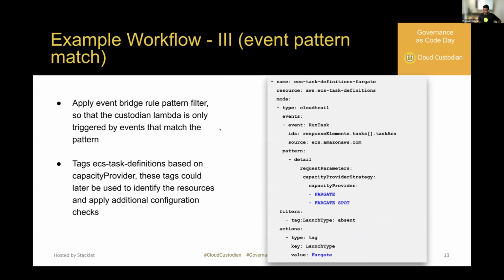This is another piece that I wanted to highlight, matching or applying an EventBridge rule pattern. So in this case, we are looking for a pattern that says capacity provider, could be Fargate, Fargate Spot. This way, we are able to potentially put a tag on ECS task definitions that are actively running on Fargate, and then have different controls run downstream on those ECS task definitions.